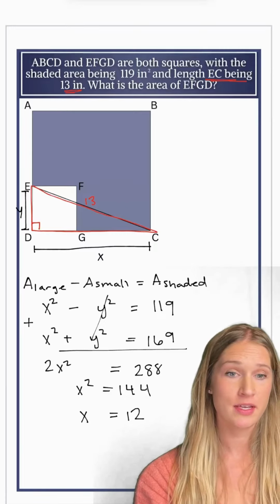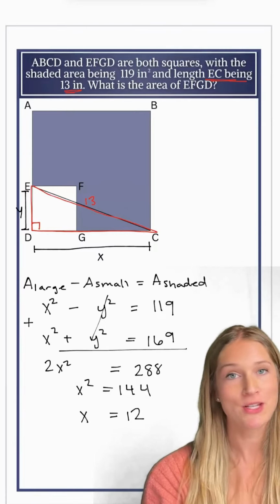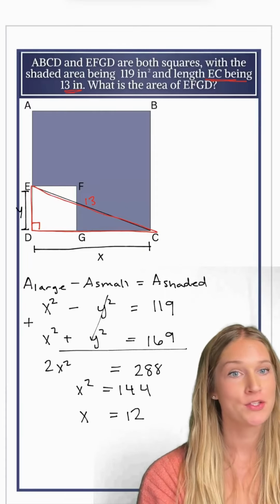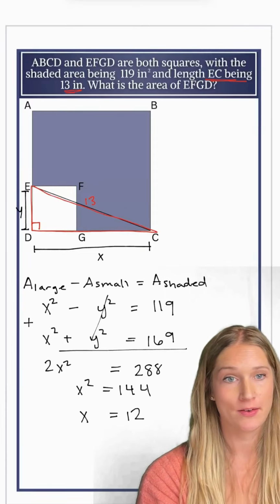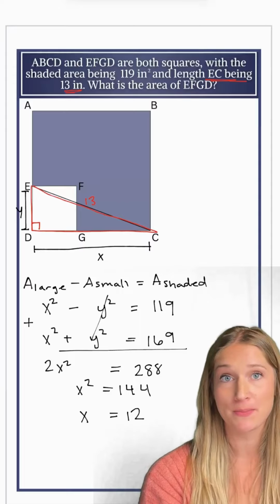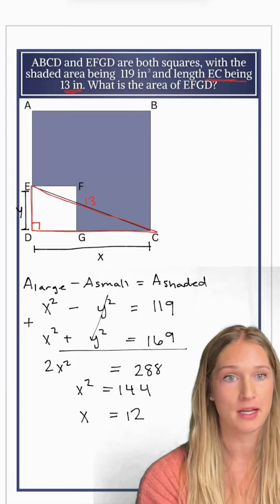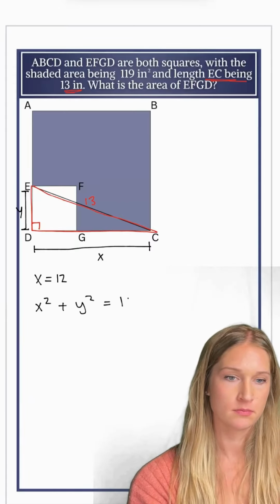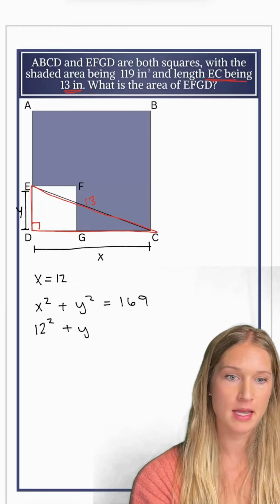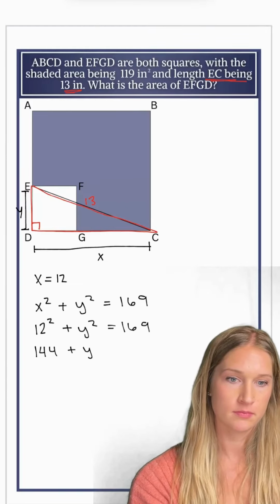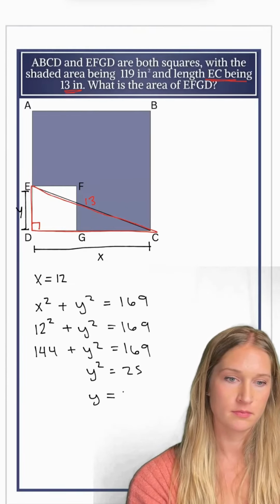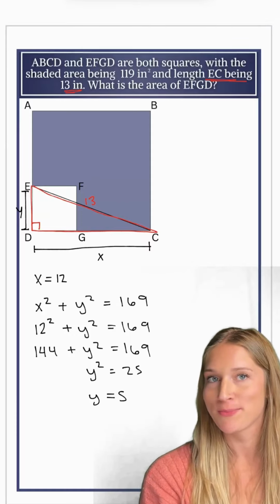Now we are looking for the area of the small square, which has a side length of y. So I do need to find y in order to find the area. So let me go back, plug this back into my Pythagorean theorem, and find my y. So I'll go ahead and replace x and solve. So y, the side length of my small square, is 5.